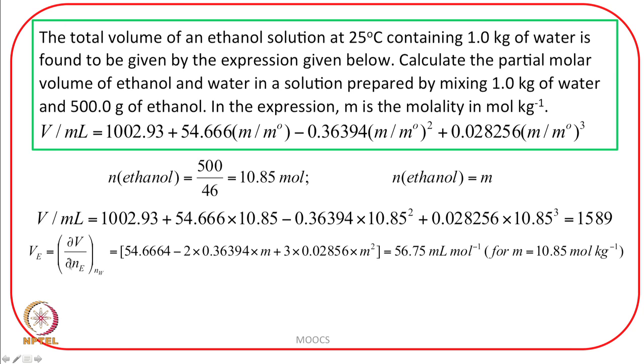By differentiation of the total volume expression, we will get the partial molar volume of ethanol, which is equal to, derivative of this is 0 and for this is 54.666, then minus 2 times 0.36394 into m plus 3 times 0.02856 into m square, and you substitute m, you will get an answer of 56.75 milliliter per mole for a value of m equal to 10.85.